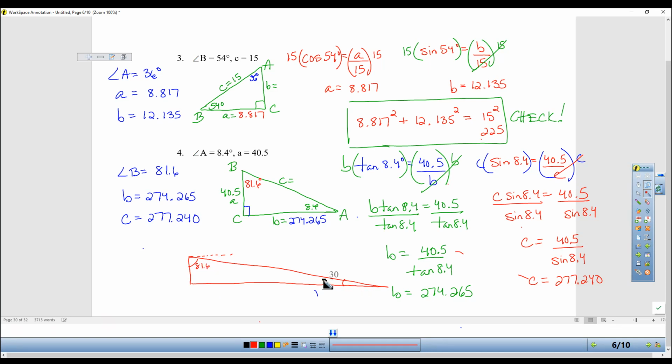So do you see that if A is 8.4, that this is also going to be a tiny side? And sure enough, it's only 40, where this side across from the 81.6 came out to be 274. And then this one is 277, which makes sense that they're pretty close. If you try and draw it even slightly in proportion, then that's another way to say, okay, that totally sounds right.